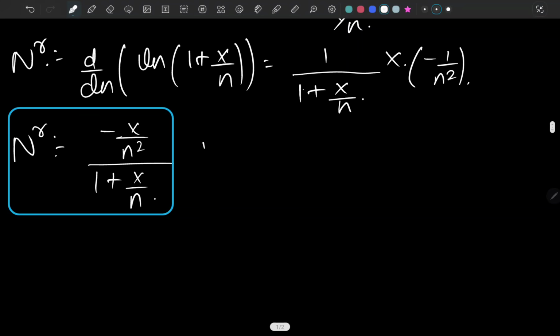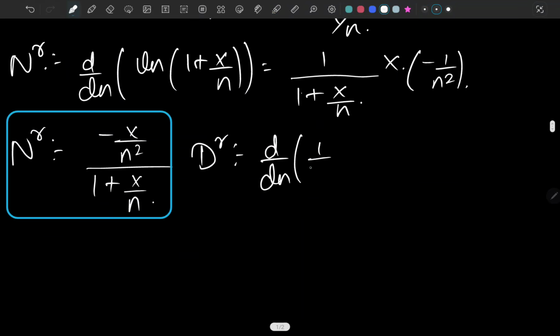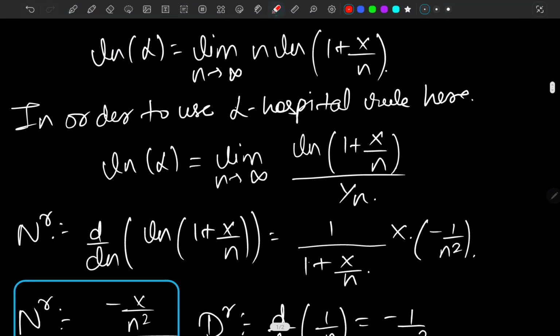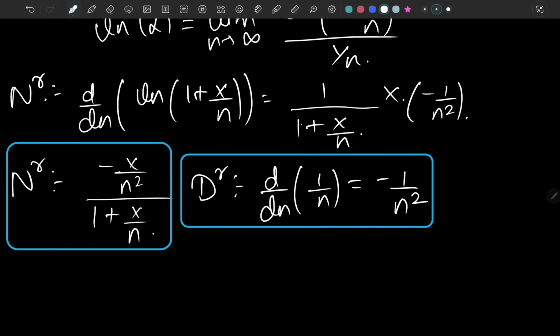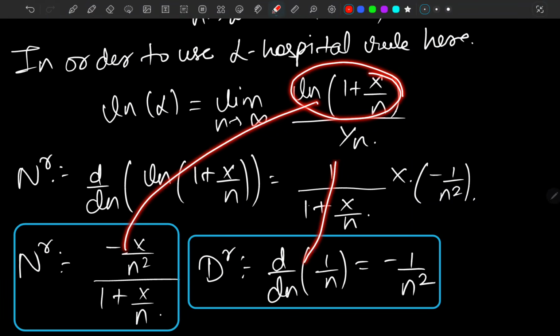Next, if we talk about the denominator right over here, it's quite easy. D over dn, we had 1 over n here, right? So if we take the derivative of that, we're going to have negative 1 over n squared. And now we just have to substitute these two values here. Let me just cover it in a box. So we have to substitute this one over here and this one over here.